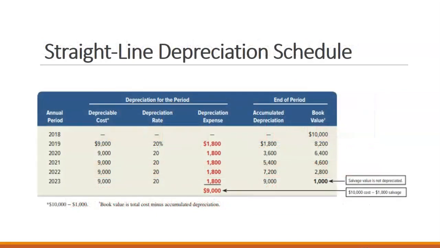We can see that full depreciation schedule here. We have a 20% depreciation rate, which is 100% divided by 5 years. Then we have our accumulated depreciation every year until we get to our salvage value. So we only depreciate down to our salvage value. If our salvage value is 1,000, then that is our ending book value after we have fully depreciated that piece of equipment.